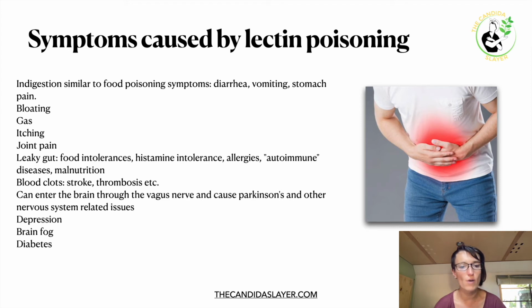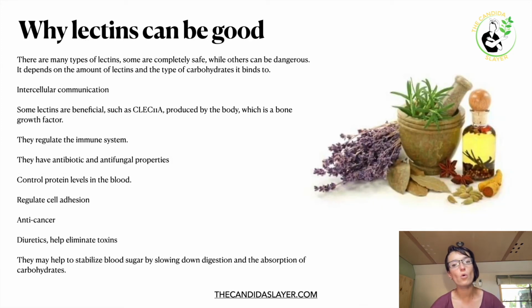Lectins can enter the brain through the vagus nerve and cause Parkinson's and other nervous system related issues like depression. You can have brain fog, you can have diabetes, as we said. But lectins are not all bad. Like all antinutrients, the dosage makes the poison or makes the remedy. So that's what happens with herbs, with plants. Plants have poisons, but these poisons can actually help us in small quantities. So lectins can be good, again, in small quantities, and all lectins are not equal.